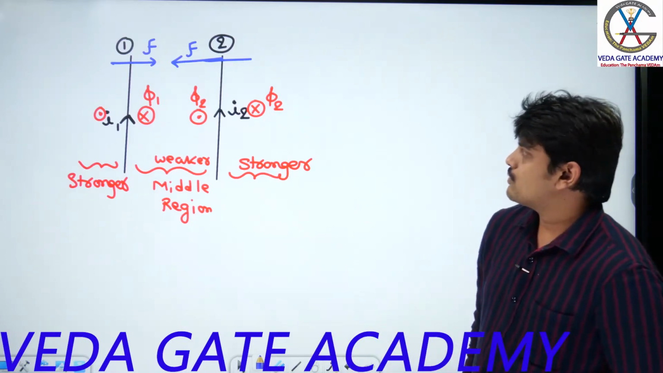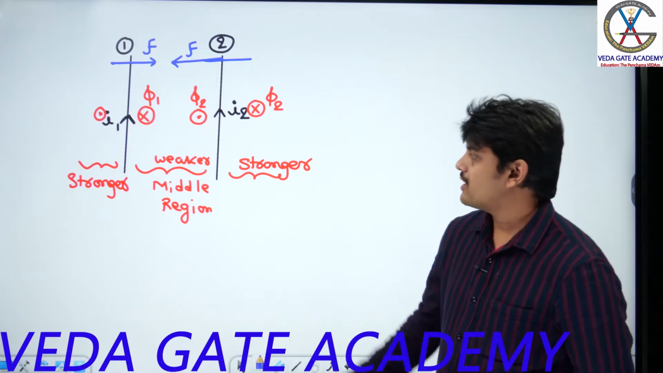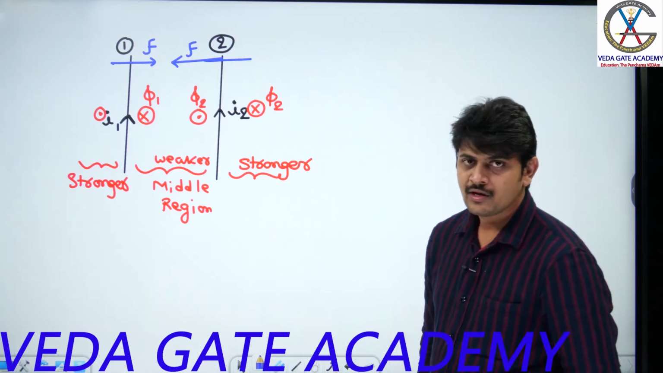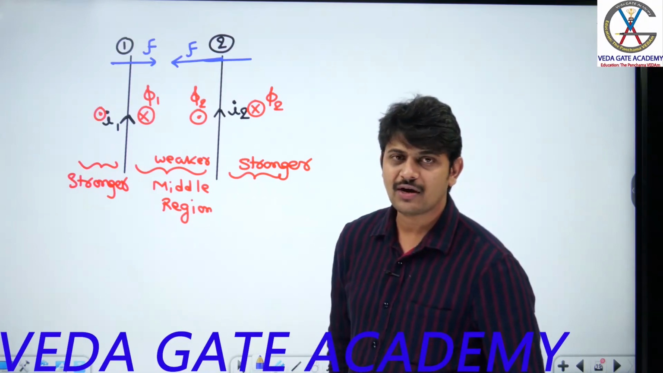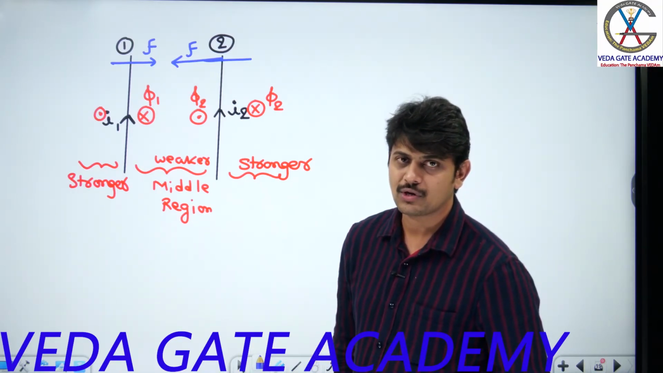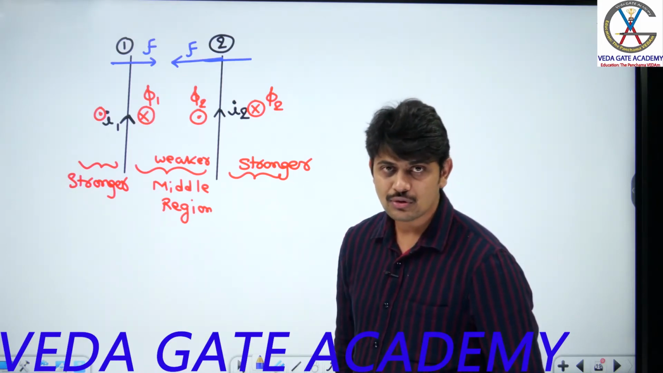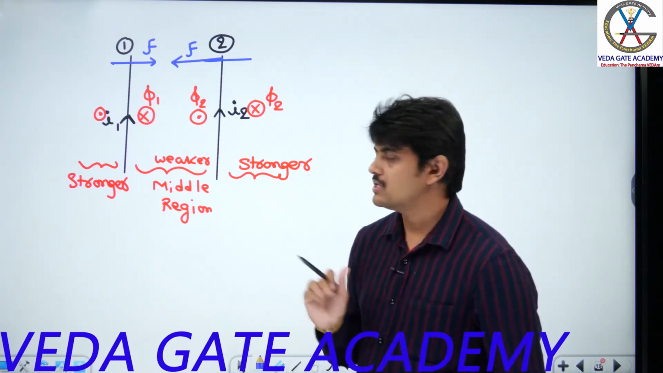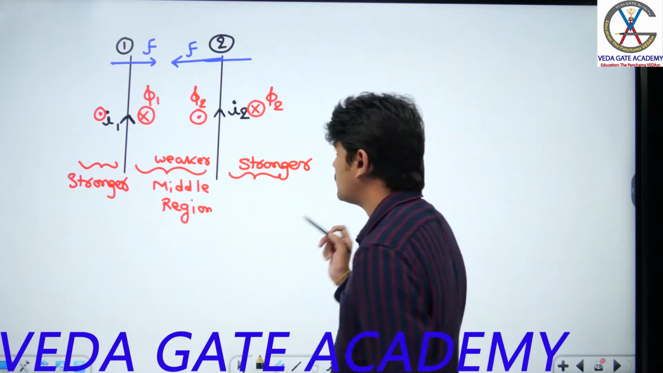So the point you need to understand here is, whenever two parallel conductors are carrying current in the same direction, is there a force of attraction or force of repulsion between those two conductors? I hope you understand this statement. Now I will give a small task to you. Please pause the video and tell me.